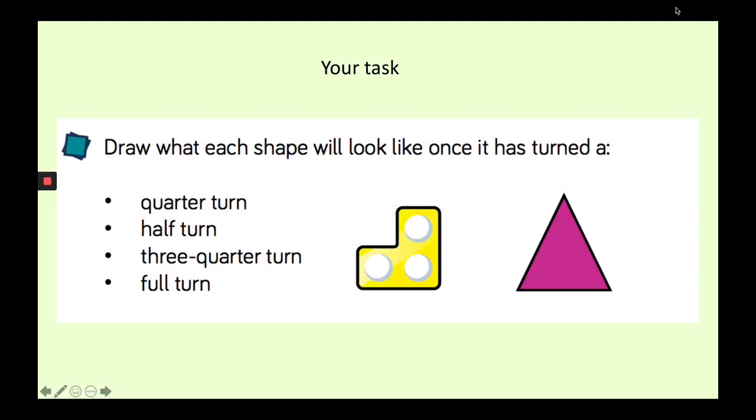Okay, Year One, now your task is to draw what each shape will look like once it has turned a quarter turn, a half turn, a three quarter turn, and a full turn. So first do this shape. For each of these, draw them in your books. And then I want you to move on to this shape. So tell me what this shape will look like after it has turned a quarter turn, a half turn, a three quarter turn, and a full turn. So you should have drawings for each of these for both shapes. Please remember to do this really neatly in your books.